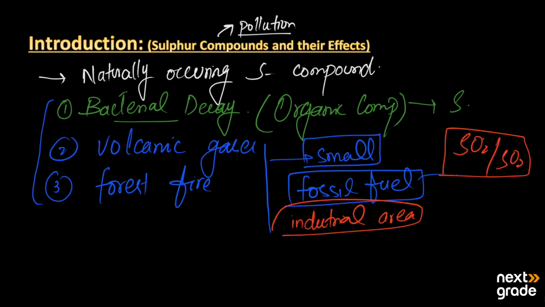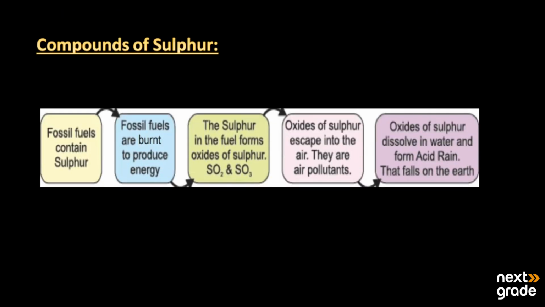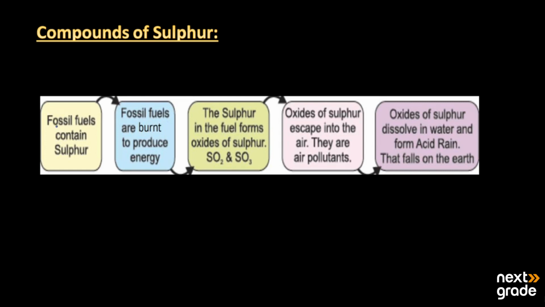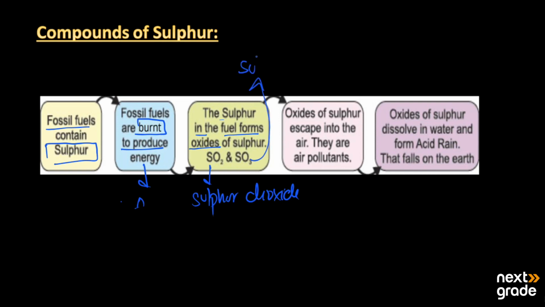And what are these bad effects? Let's have a look at them. First, we have the compounds of sulfur in detail. Fossil fuels contain sulfur. When these fossil fuels burn, they produce energy, and when that energy is gained by the sulfur in the fuel, it forms two oxides. Number one is sulfur dioxide, SO2, and SO3 is sulfur trioxide. Di and tri are the names given based on oxygen: two oxygens means dioxide, and three oxygens means trioxide. As these oxides of sulfur escape into the air, they are called air pollutants.